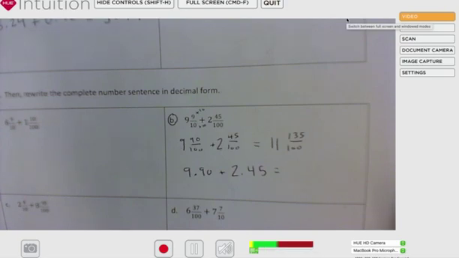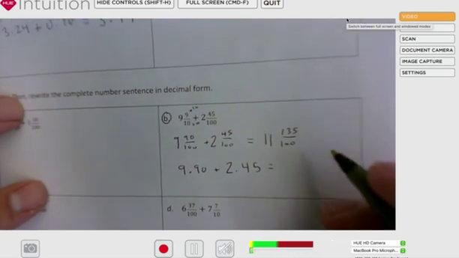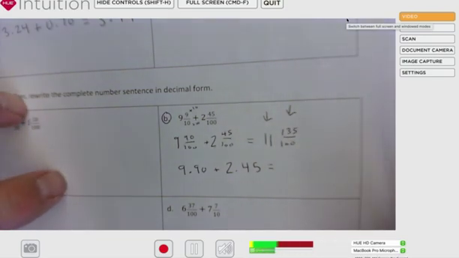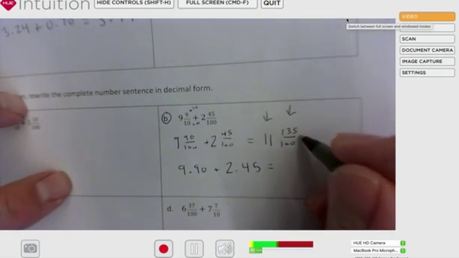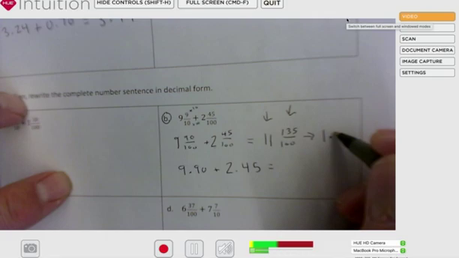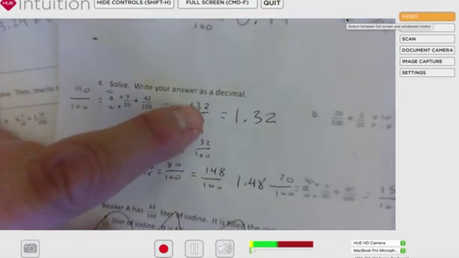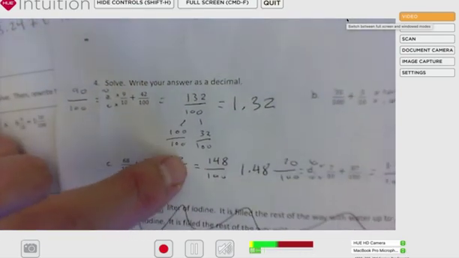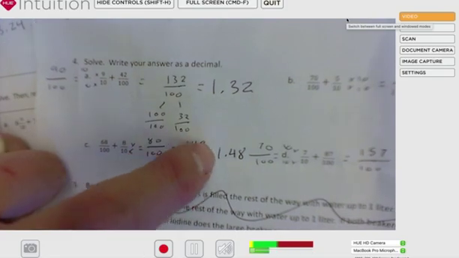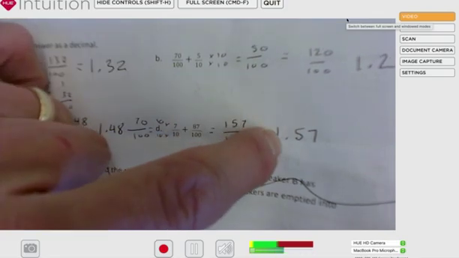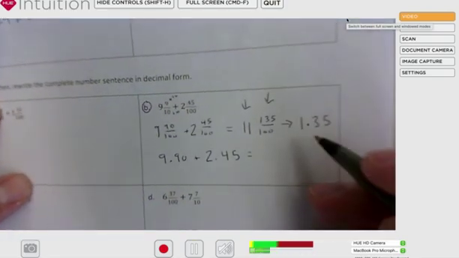Okay, so what this means is this. We've got a whole number part and we've got a GTO, and that's going to make things a little bit interesting, okay? Now, one way you could do this is, if you change this to a mixed decimal, it changes to a 1.35. We saw that yesterday. 132 over 100, 1.32. 148 over 100, 1.48. Do you remember this from yesterday? 157 over 100, 1.57.